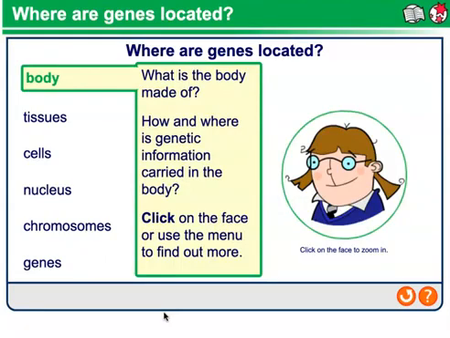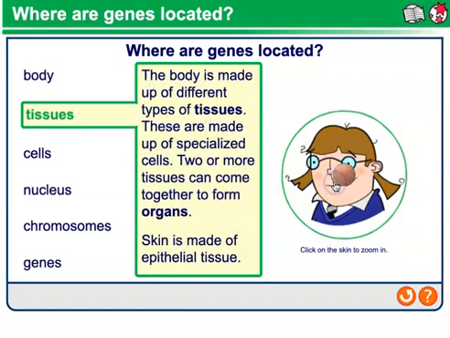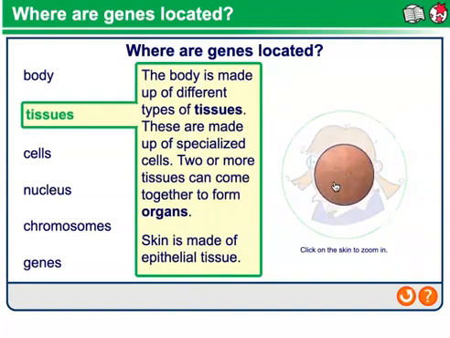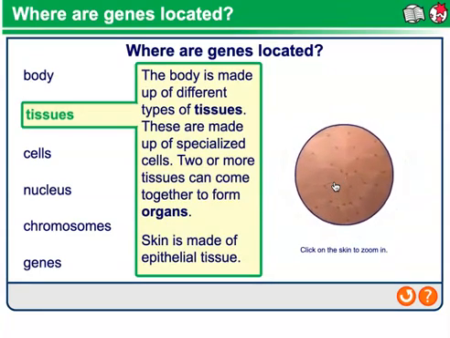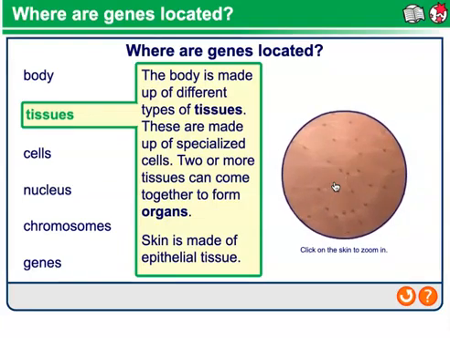So where are genes located? What is the body made up of? How and where is genetic information carried in the body? The body is made up of different types of tissues. These are made up of specialized cells. Two or more tissues can come together to form organs.